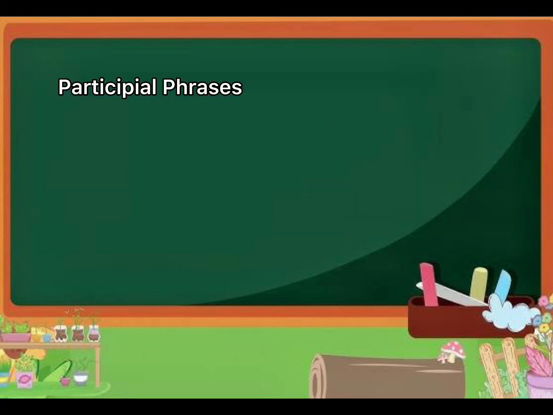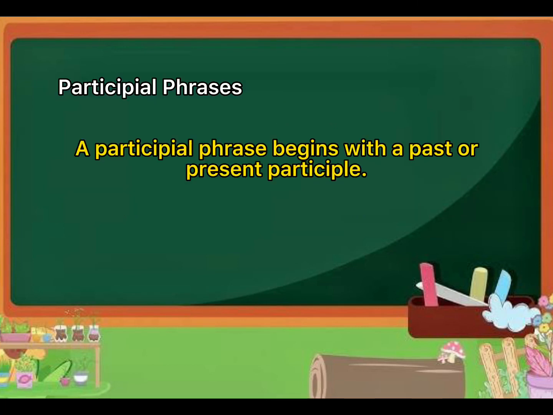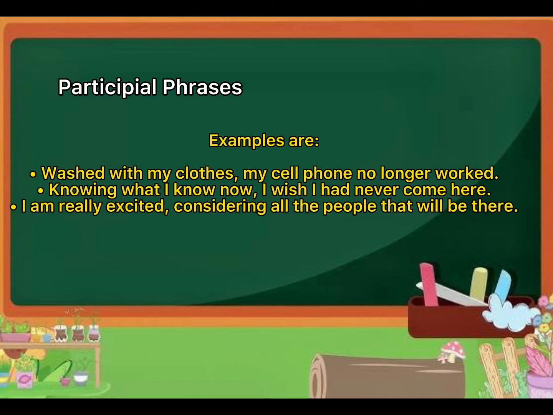Lastly, the participial phrases. A participial phrase begins with a past or present participle. Here are some examples. First, washed with my clothes, my cell phone no longer worked. Second, knowing what I know now, I wish I had never come here. Third, I am really excited considering all the people that will be there.